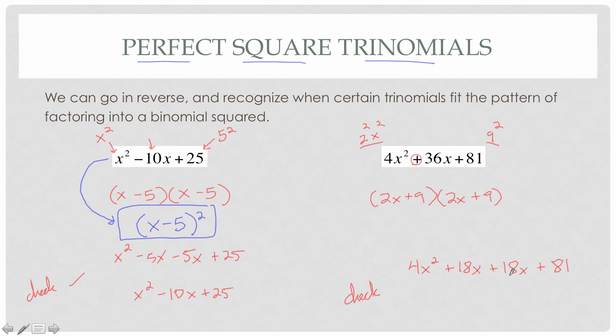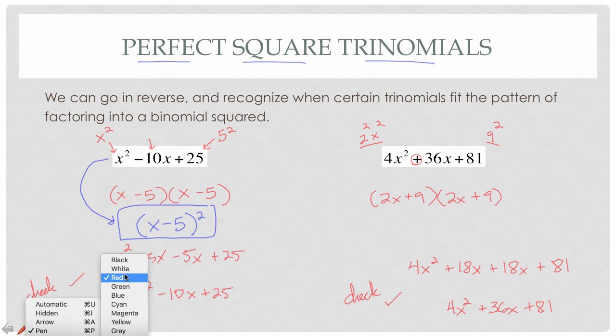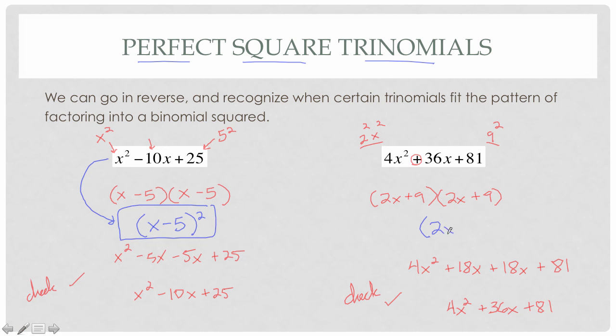If I combine my middle terms, I do get 4x squared, 18 plus 18 gives me 36x, plus 81. So multiplying it out, it checks out. These are the same binomial, so I'm going to write it as a binomial squared: 2x plus 9. There's two of the same ones, so it's squared. And this factors into that. There you go. There's a perfect square trinomial.